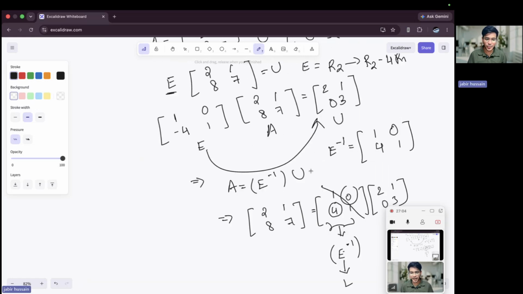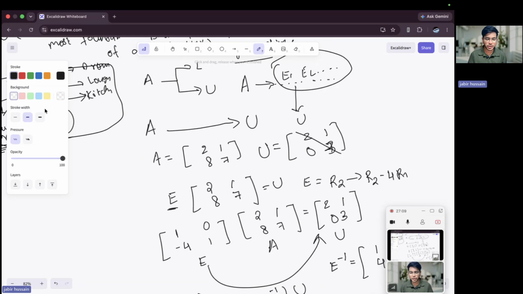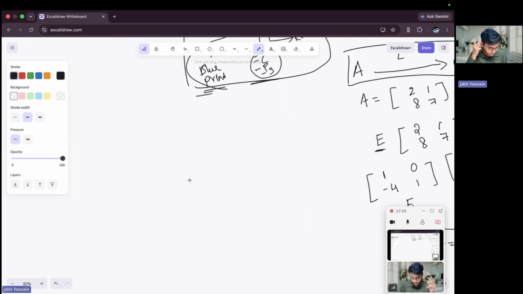Okay, I hope you got the point. Basically, the journey which describes from A to U is L. I hope you understood the point. This is known as the LU factorization. Now, let me take a simple example.